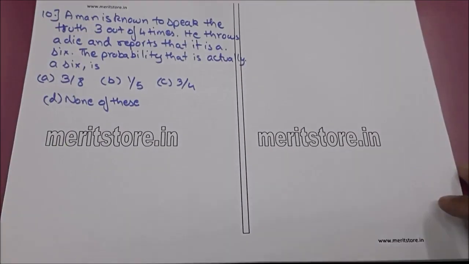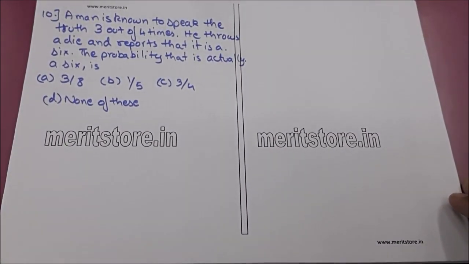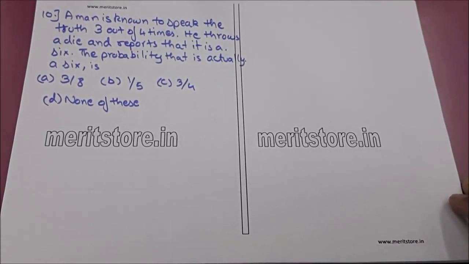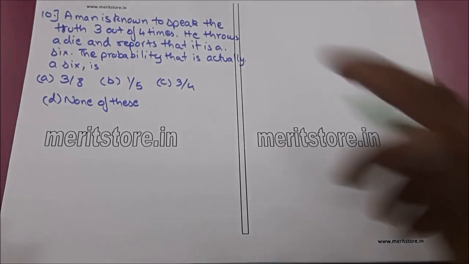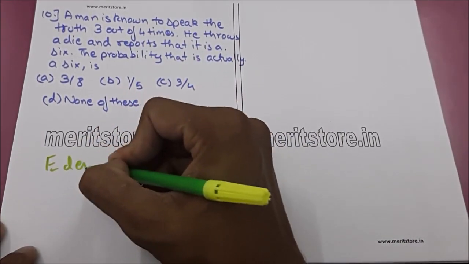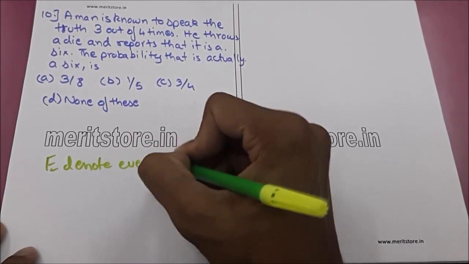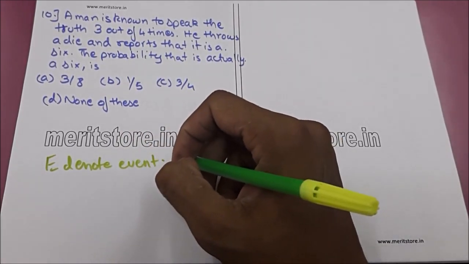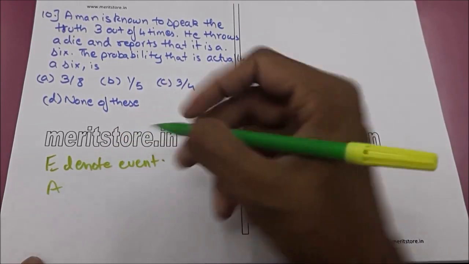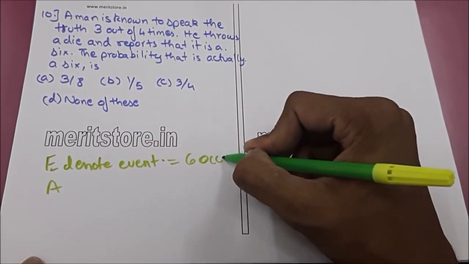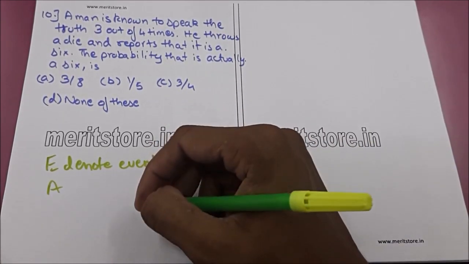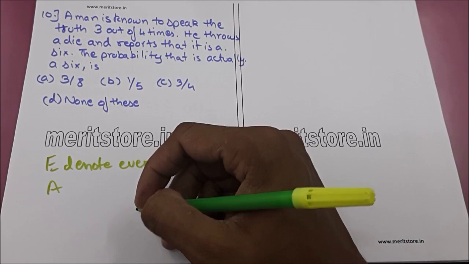Question 10. A man is known to speak the truth 3 out of 4 times. He throws a die and reports that it is a 6. The probability that it is actually a 6 is, we have 4 options, A 3 by 8, B 1 by 5, C 3 by 4 and D none of this. Let E denote the event that a 6 occurs and A be the event that the man reports that it is 6.